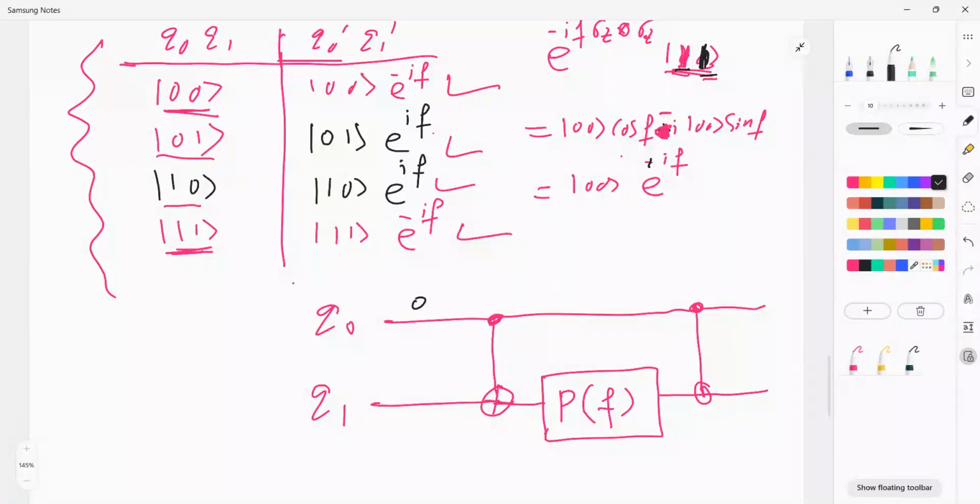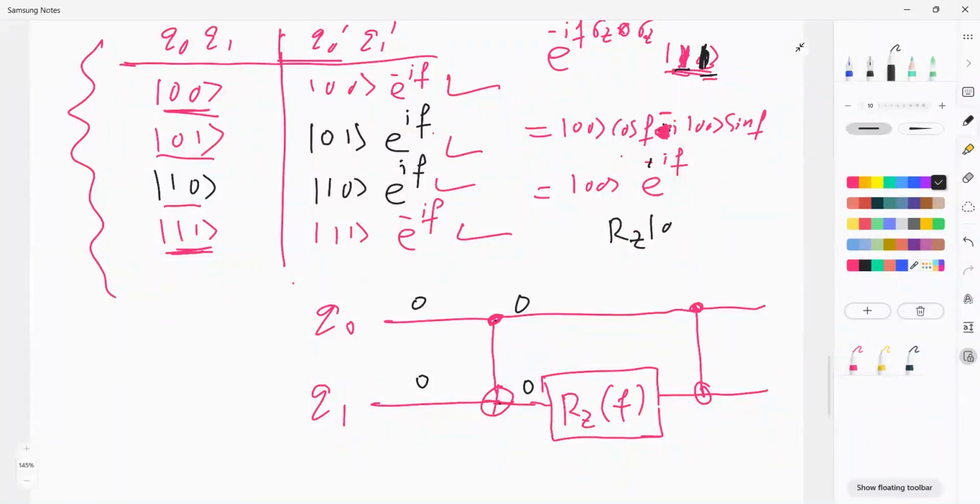If this is state 0, this is state 0, this control X will not work, so I'll get 0 0. So if this is 0 0, then this, actually, instead of a phase gate is not going to do the job. Let's use the RZ gate, the rotation around Z axis. So, okay, the RZ gate is like this.